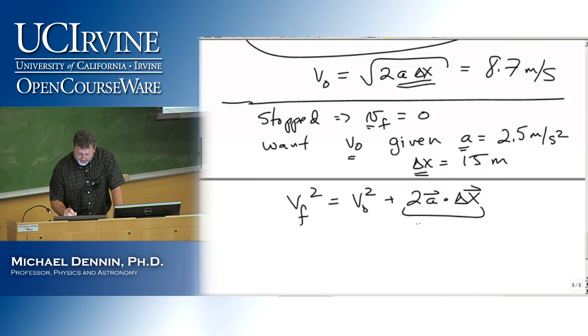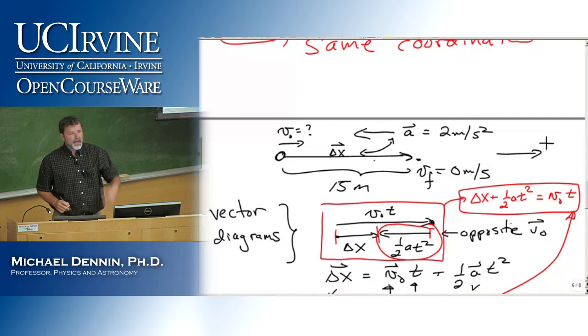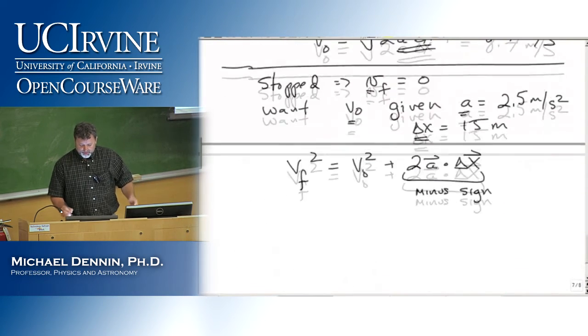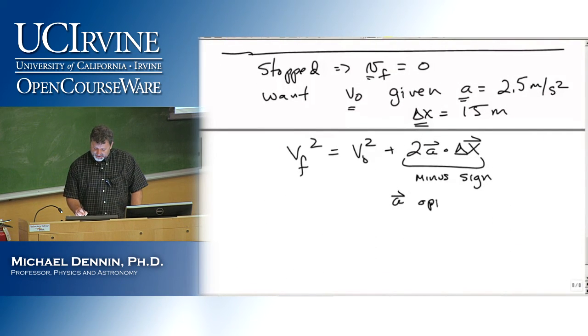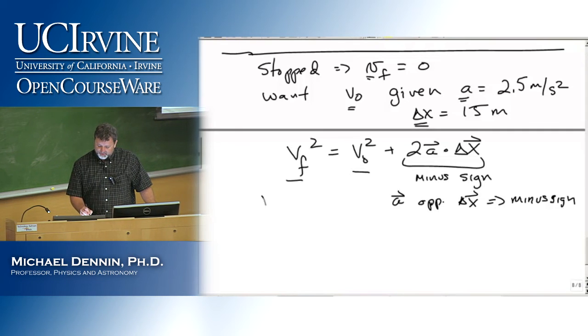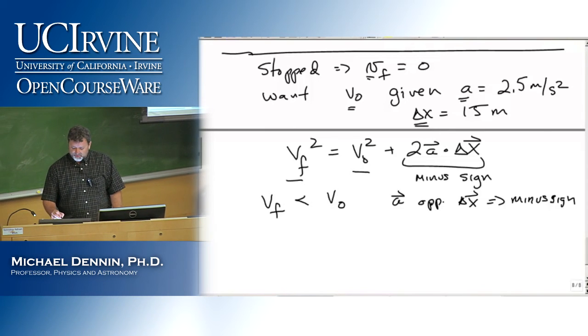I have to get this minus sign correct. So it still helps to have my picture. Notice delta x is that way, a is that way. So are they opposite or in the same direction? They're opposite, so I have to remember, since a is opposite delta x, that implies I get a minus sign. Notice, physically this should make perfect sense to you, right? If a is opposite delta x, then I'm slowing down, and v final has to be less than v naught. The only way that can happen is if I put a minus sign here.